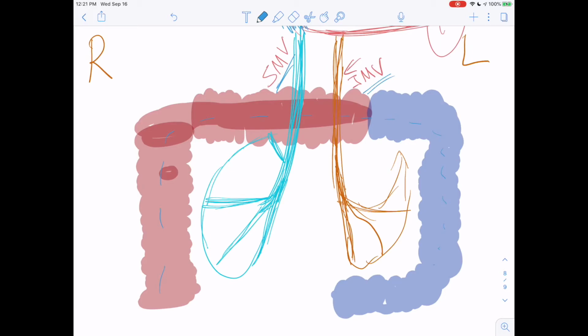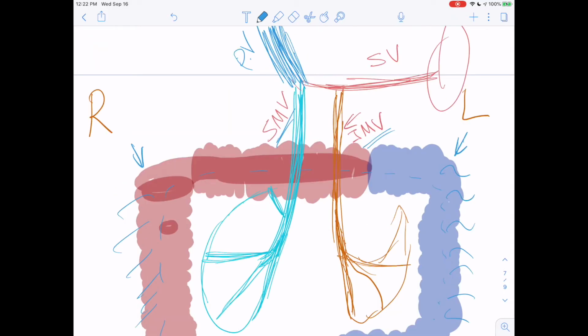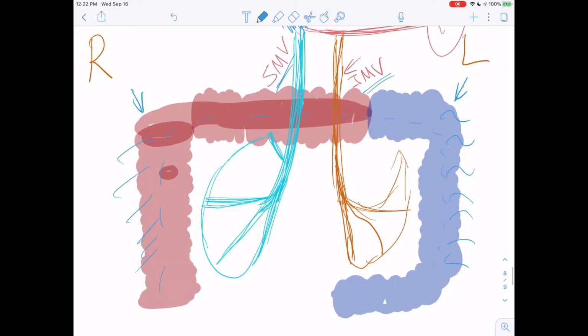However, we have some tributaries here and here, right? So in the ascending and descending. Why we have it for ascending and descending, how you can memorize it, the name of the anastomosis is retroperitoneal, or I think some of us call it colic. So these two sides are retroperitoneal, right? The ascending and descending, right? It makes sense to have some retroperitoneal drainage there.